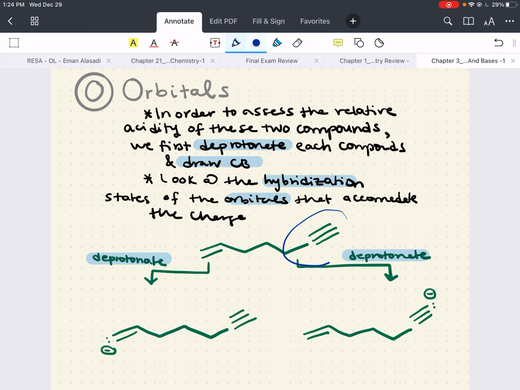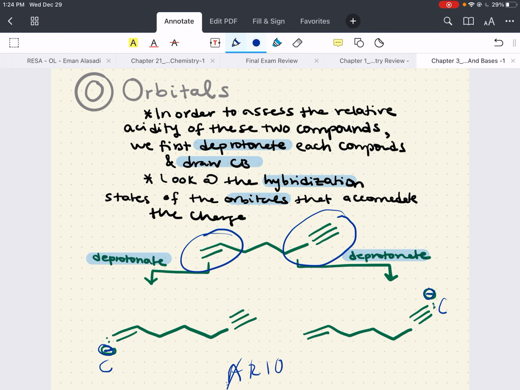We're asking, is this region or is this region more acidic? So we're going to deprotonate both of these regions. When we deprotonate the double bond, we get a negative charge on the double bond. When we deprotonate the triple bond, we get a negative charge on the triple bond. So we're going to go through OREO. We ask ourselves, which atoms are bearing the negative charge? In both cases, it's a carbon atom, so that doesn't help us.